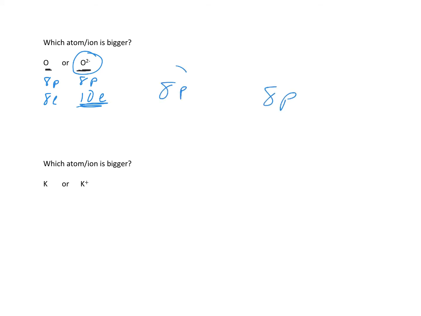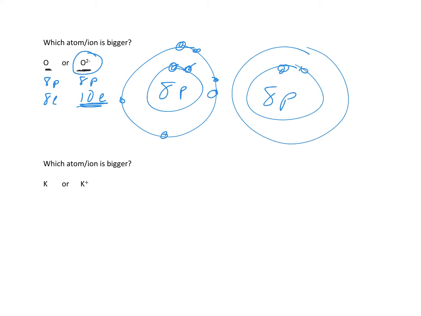There's 8 protons in each, and if we wanted to draw a Bohr model, we could. So this is what oxygen would look like, and this is what O2 minus would look like. It just has a full outer shell, but they have the same number of protons pulling them in, and so this is able to take up more space because there's just more repulsion.